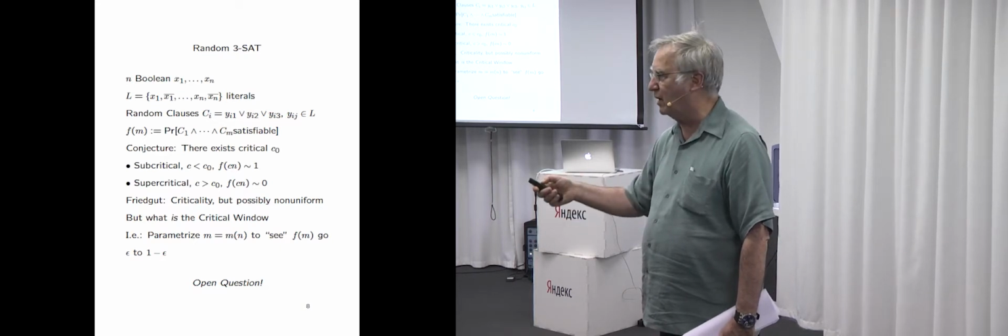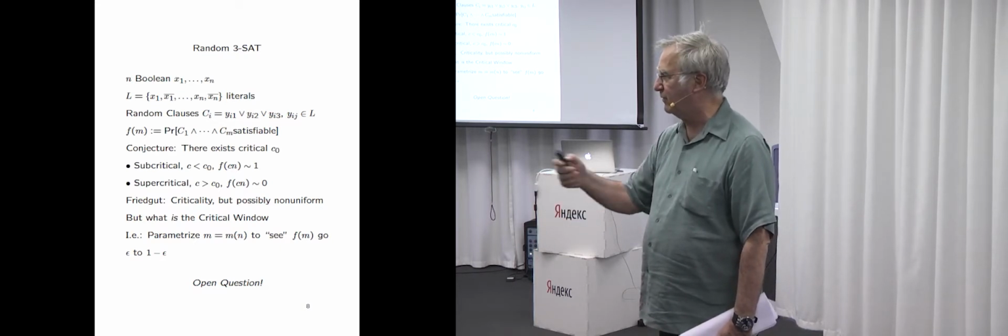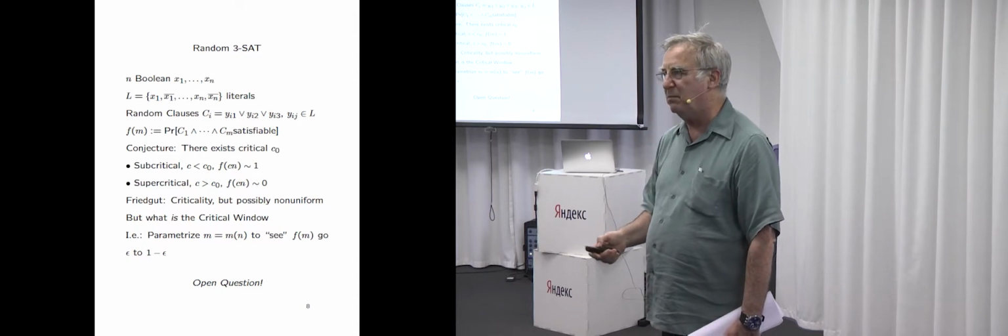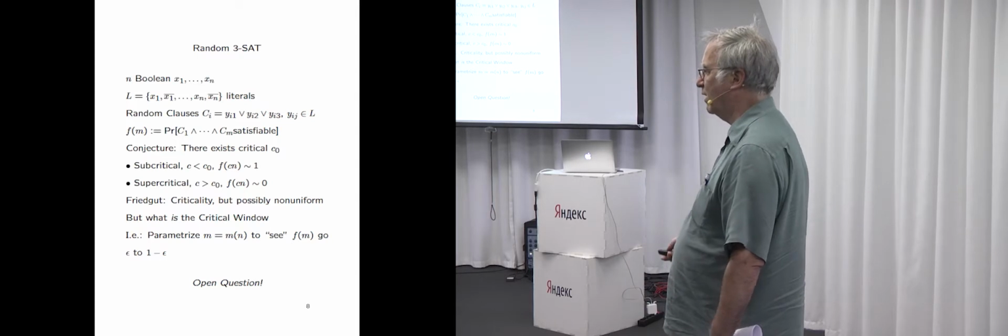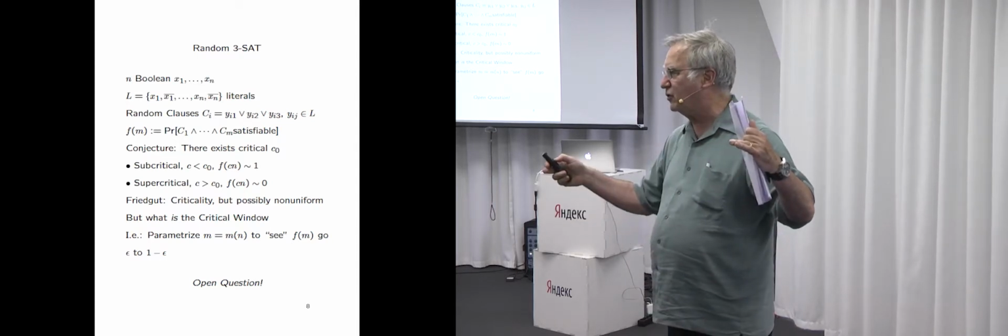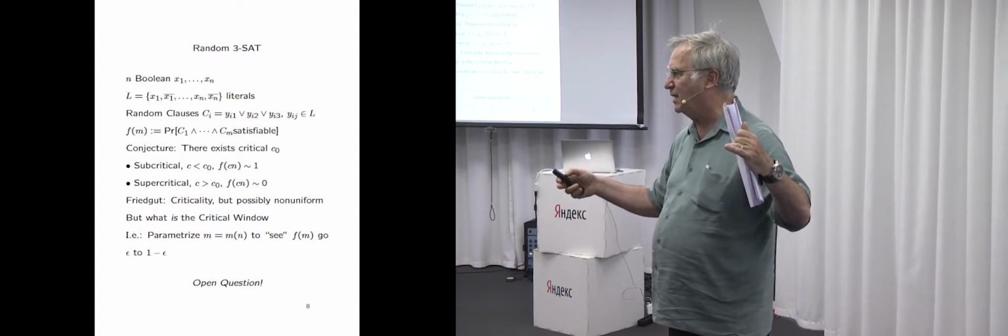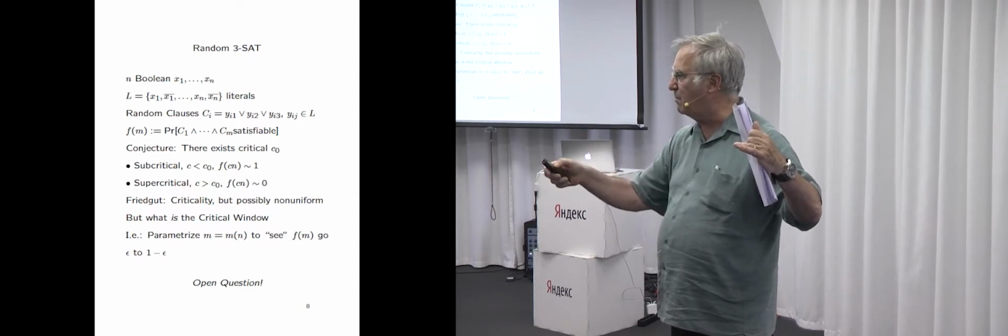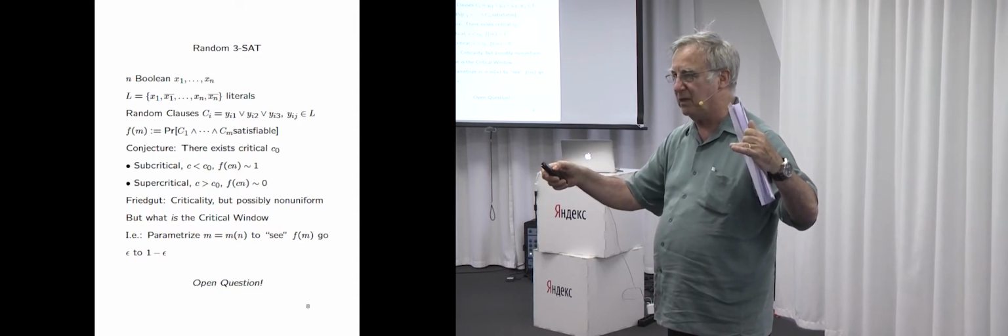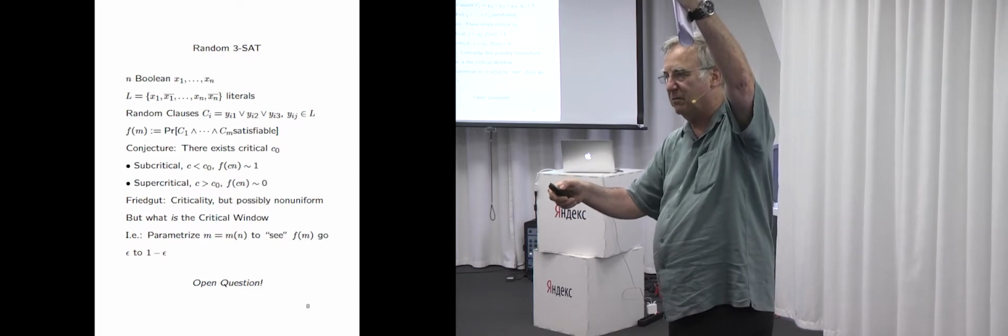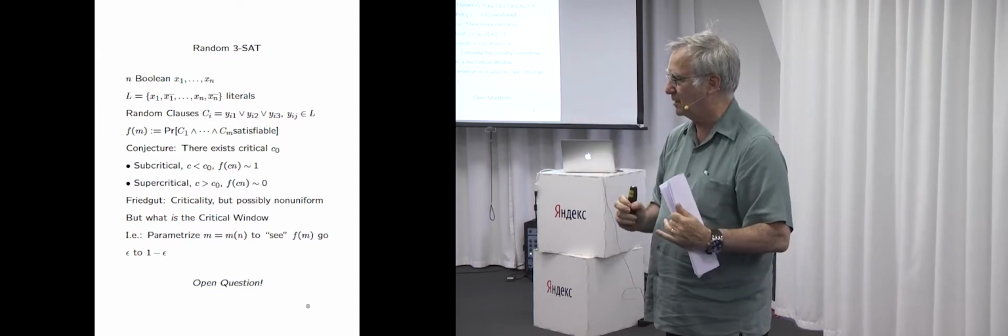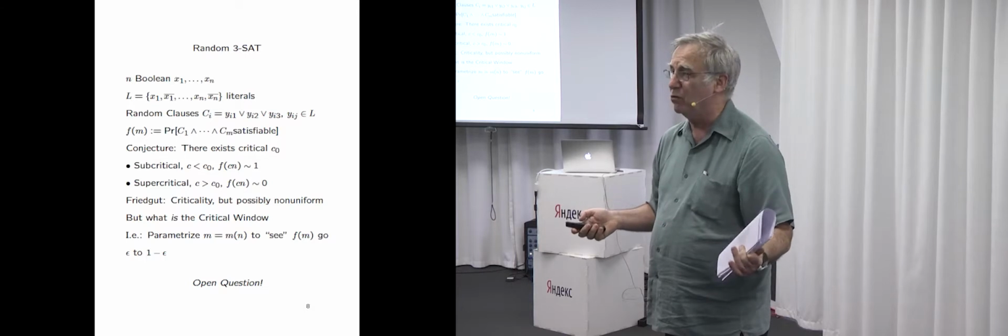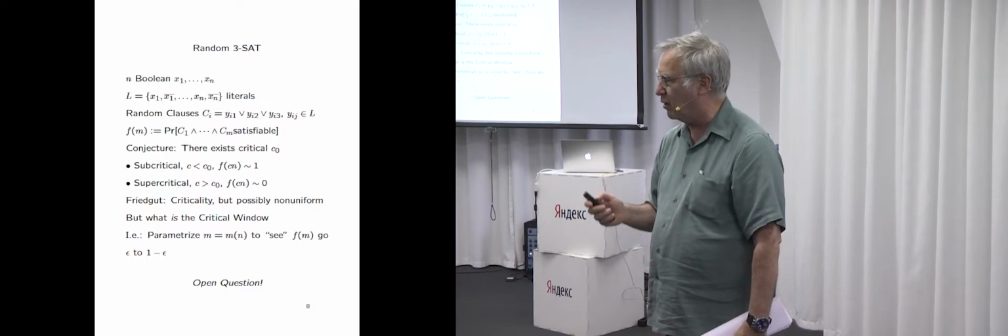If you have more clauses, it won't be satisfied. If you have less clauses, it will be satisfied. But then the question is, what is the critical window? So as a function of m, you look at the probability that it's satisfied. At some point, the probability is 10%. At another point, it's 90%. How far is it from where the probability is 10% to where the probability is 90%? And we don't know. That's, to me, a big open question.